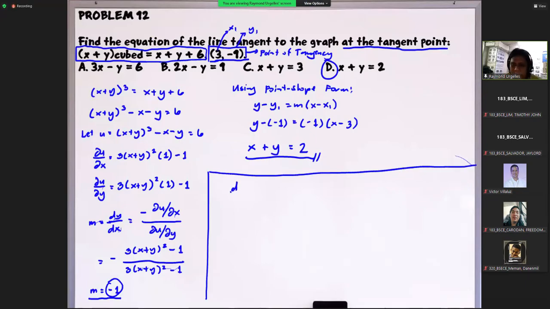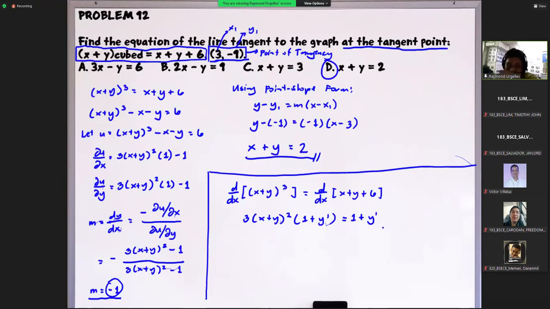So pag yun yung ginamit nyo, we get the derivative with respect to x ng x plus y cubed. Okay? So then this is equal to the derivative with respect to x ng x plus y plus 6. No? So if we do this, this will be 3 times x plus y squared. Derivative nung nasa loob, it's simply 1 plus y prime. Okay? So then derivative ng x ay 1, derivative ng y is y prime, derivative ng 6 ay 0. Diba? So then, at the given point, yung point of tangency natin, that's 3 negative 1.